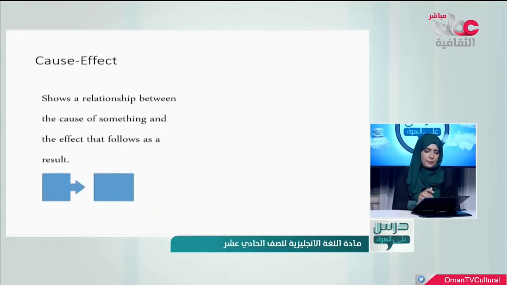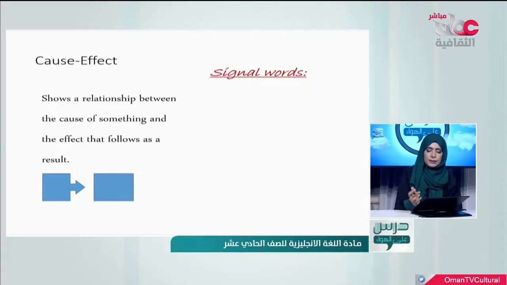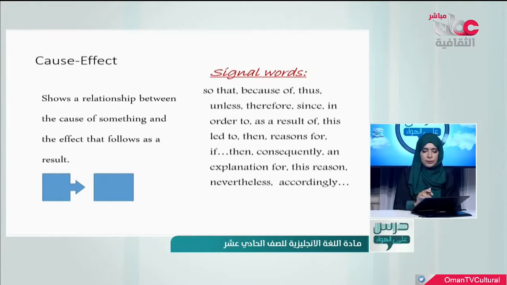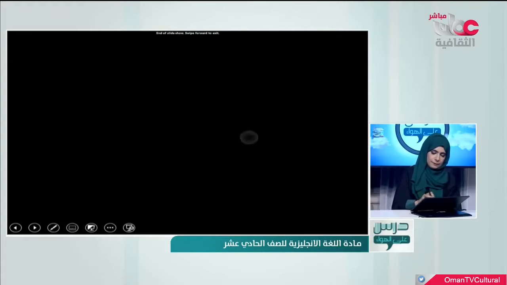For the cause and effect type, as we said, it shows a relationship between the cause of something and the effect that follows as a result. The words are as follows: so that, because of, thus, unless, and so on. You may take a screenshot just to keep the words in case you need them in future, inshallah. And these are the types of the language.